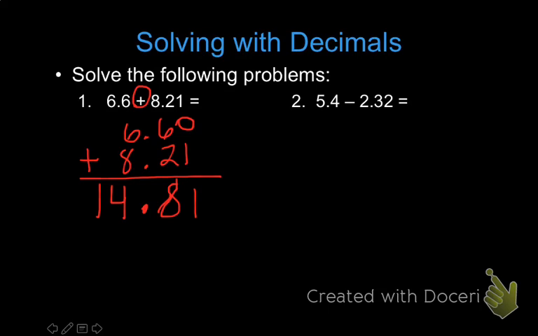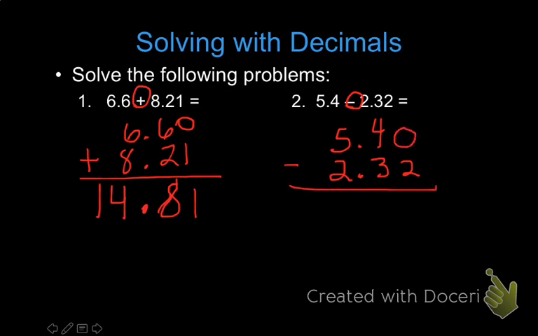In number 2, I do notice that the operation did switch to subtraction. That does not change my process. I rewrite my problem first: 5.4 minus 2.32. And I'm going to go ahead and add that placeholder 0 here as well. And I am going to subtract like normal.